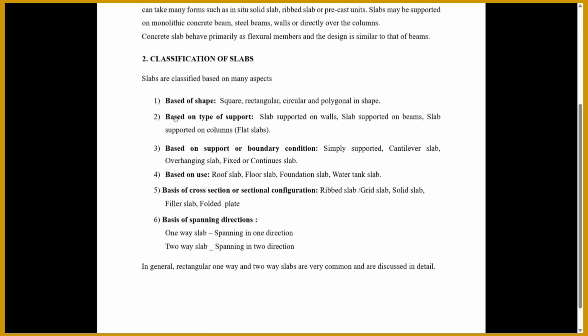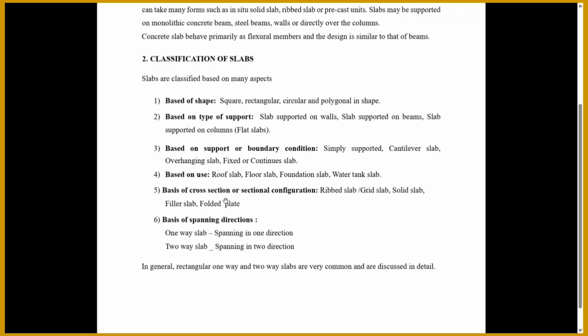Second classification is based on the type of support. Which type of support is there in the slab? First, slab supported on the wall. Second type is a slab supported on the beam. Third type is a slab supported on the column, which is called a flat slab. Also, third classification is based on the support or boundary condition. In that, the first classification is simply supported, cantilever supported slab, overhanging slab, or fixed continuous slab.